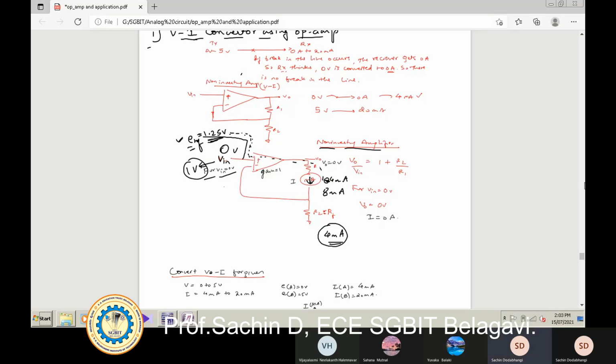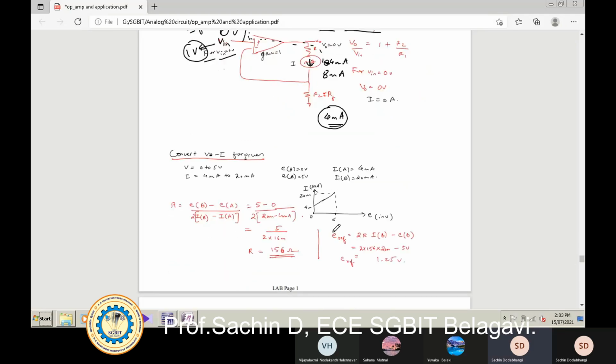So there is a formula for this, there is a design. So this is what the design is done here. You can see the design. Our design is for the given input, V input 0 to 5 volt. Output current to be converted is 4 milliampere to 20 milliampere.